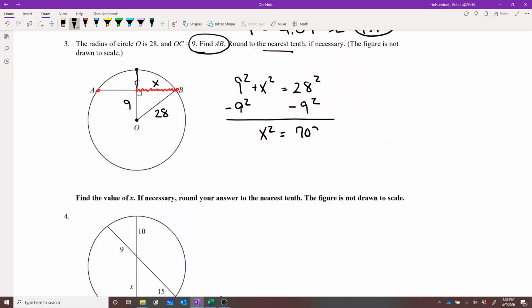And if we find the square root of each side, then our x is going to be equal to 26.51. And when we double that and we round it to the nearest tenth, our x is equal to 53. Check that. If our x is equal to 26.51, we have to double that, so our A to B is equal to 53.